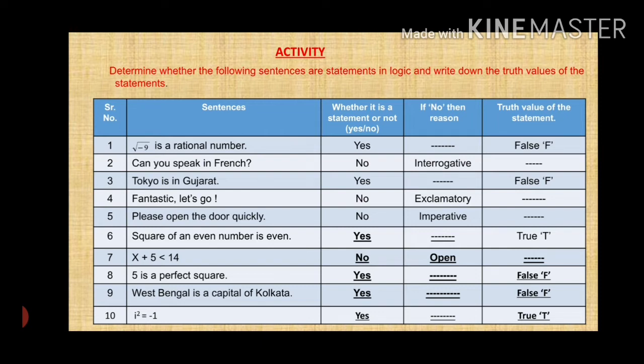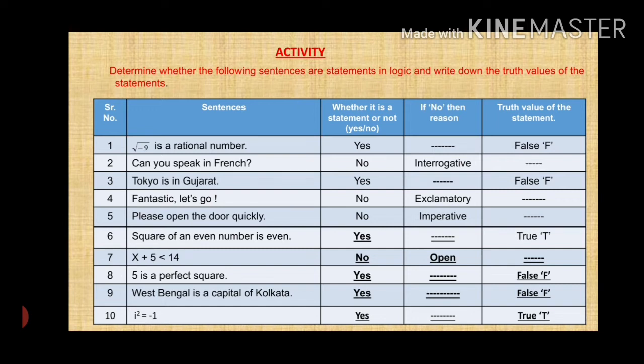Now, these first 5 sentences are already solved and given in the textbook. Now, next you have to fill. That's why I underlined these words and put them in bold. Square of an even number is even. Is it a statement? Yes. Is it true or false? See, square of an even number is even. Let's check it. Suppose, let's take the even number 2. 2 square is 4. It is an even number. Next even number, say 4. 4 square is 16. Again even number. 6 square is 36. Again even number. So this statement is true. So we write the truth value of the statement as true.